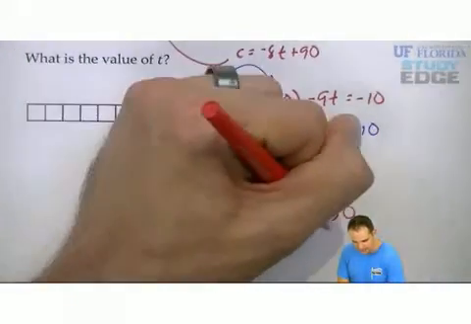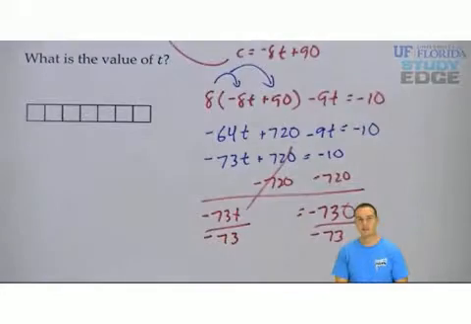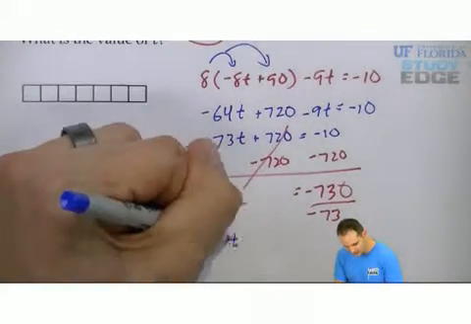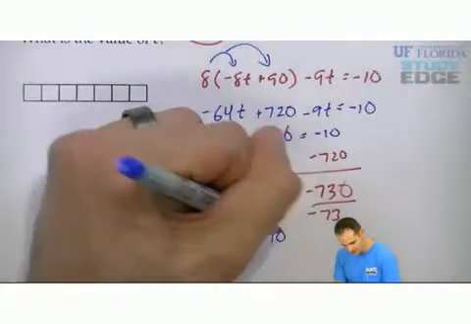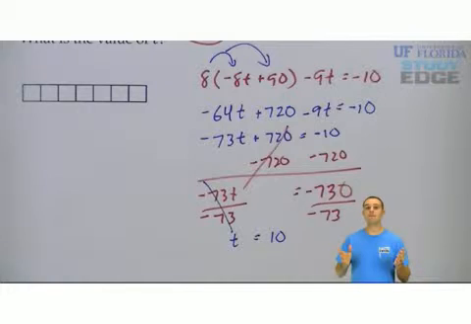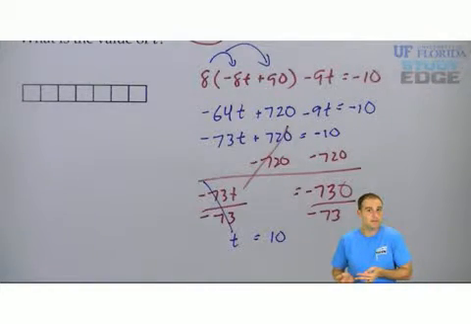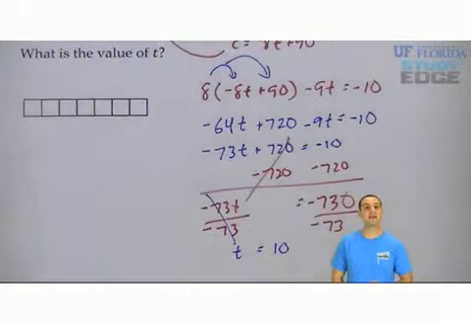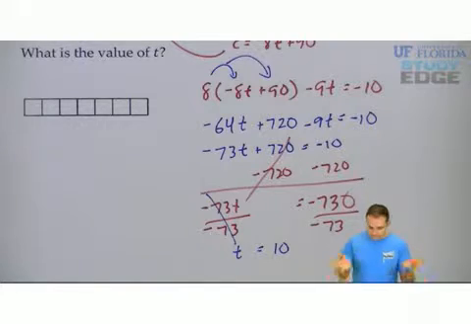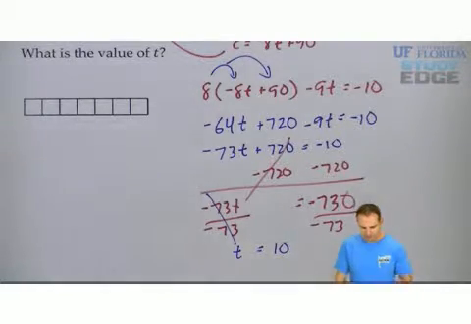Divide both sides by negative 73. And again, if you need to use that calculator, go for it. You'll get t equals 10. Now, if we have time, we would go and plug back in. We could solve for C if we want to. But this is just asking, what is the value of t? So for the test, we would be done. But if we want to, let's go ahead and finish up solving this. I'm going to plug back in.